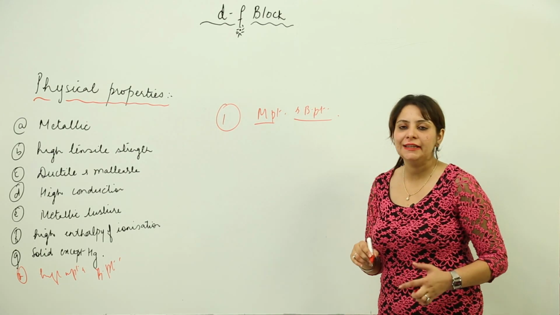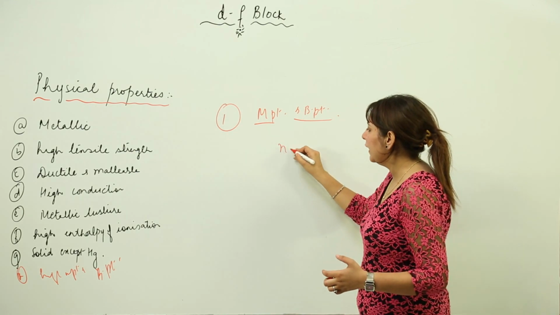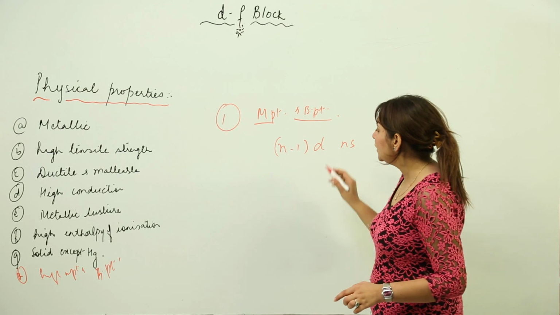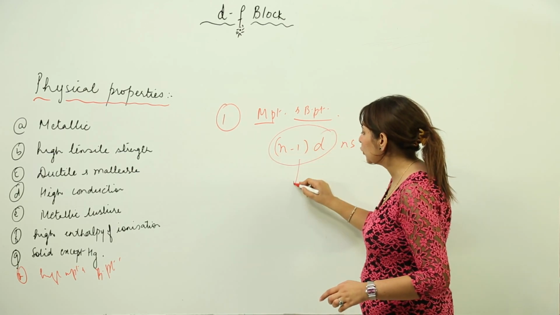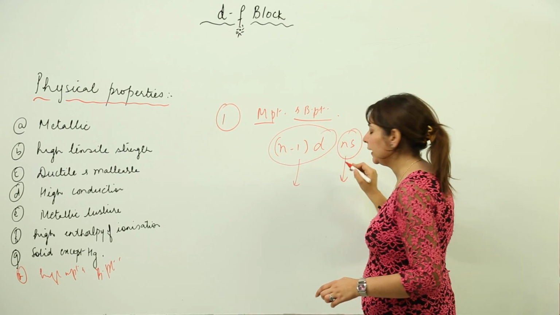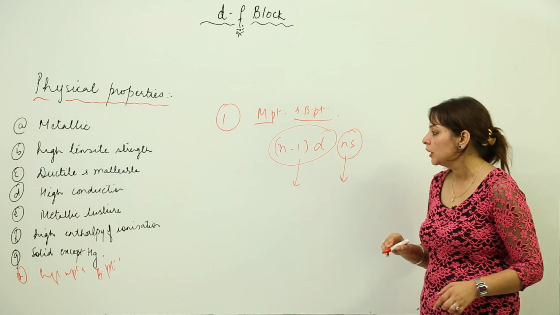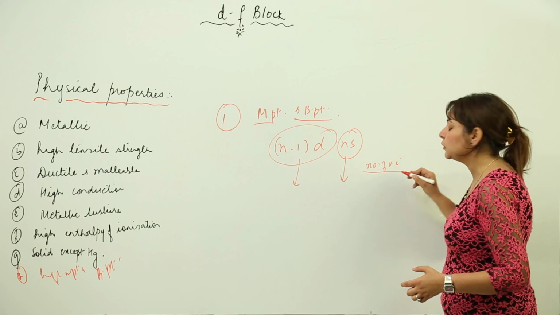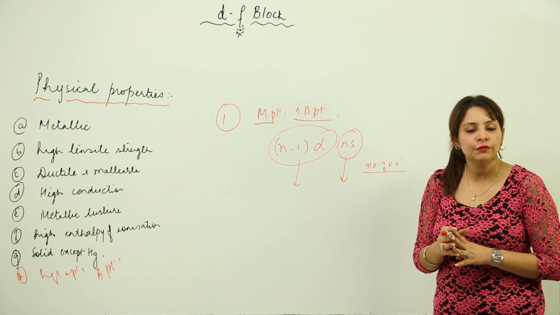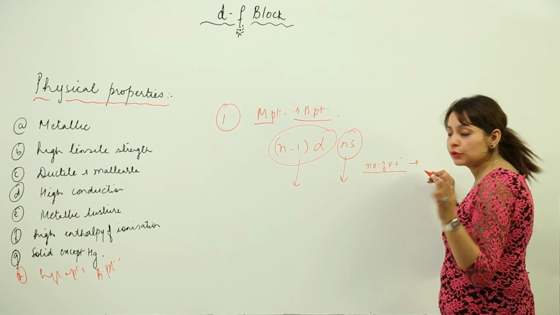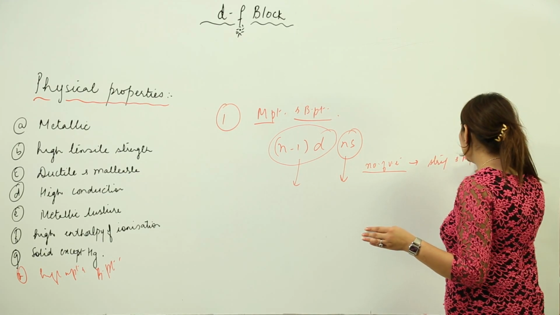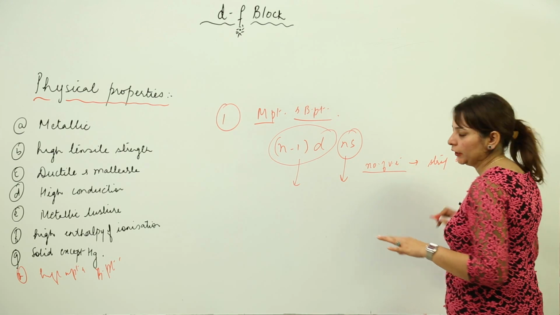The reason behind this is, we know that in them there is this d orbital and we have this valence shell. So that means in the bond formation, these d electrons are also going to participate, and these s electrons are also going to participate. The greater the number of valence electrons participating in the interatomic bond formation, the stronger the bond is going to be, and the higher the melting point and boiling point, right.